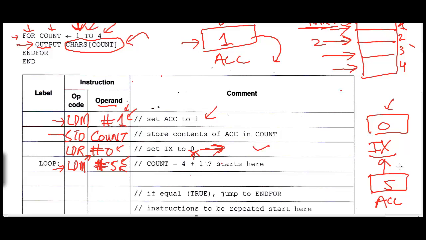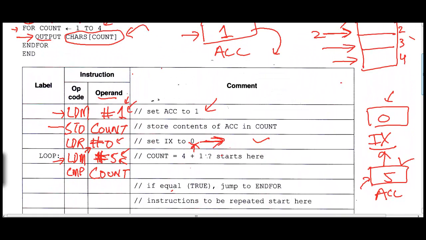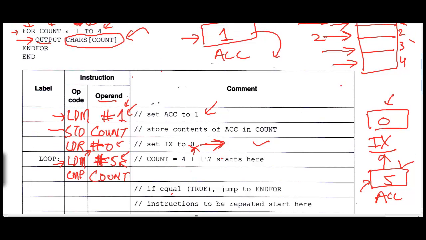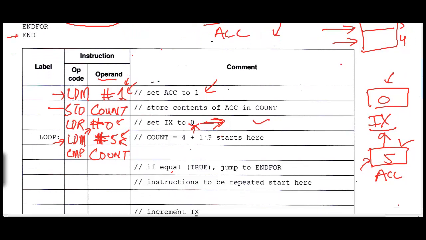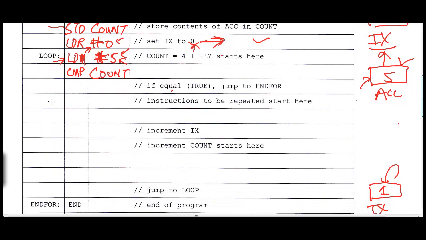Once this value 5 has been loaded in the accumulator, we can compare this value 5 with the value of count. So we are going to say CMP count, right? We are going to compare the value of count with the value that is already loaded in the accumulator. If the answer is true, if the value of count is equal to 5, then this loop is going to stop, right? Then we must end, right? So if the value of count is equal to 5, we need to come to this point. We need to end our program.